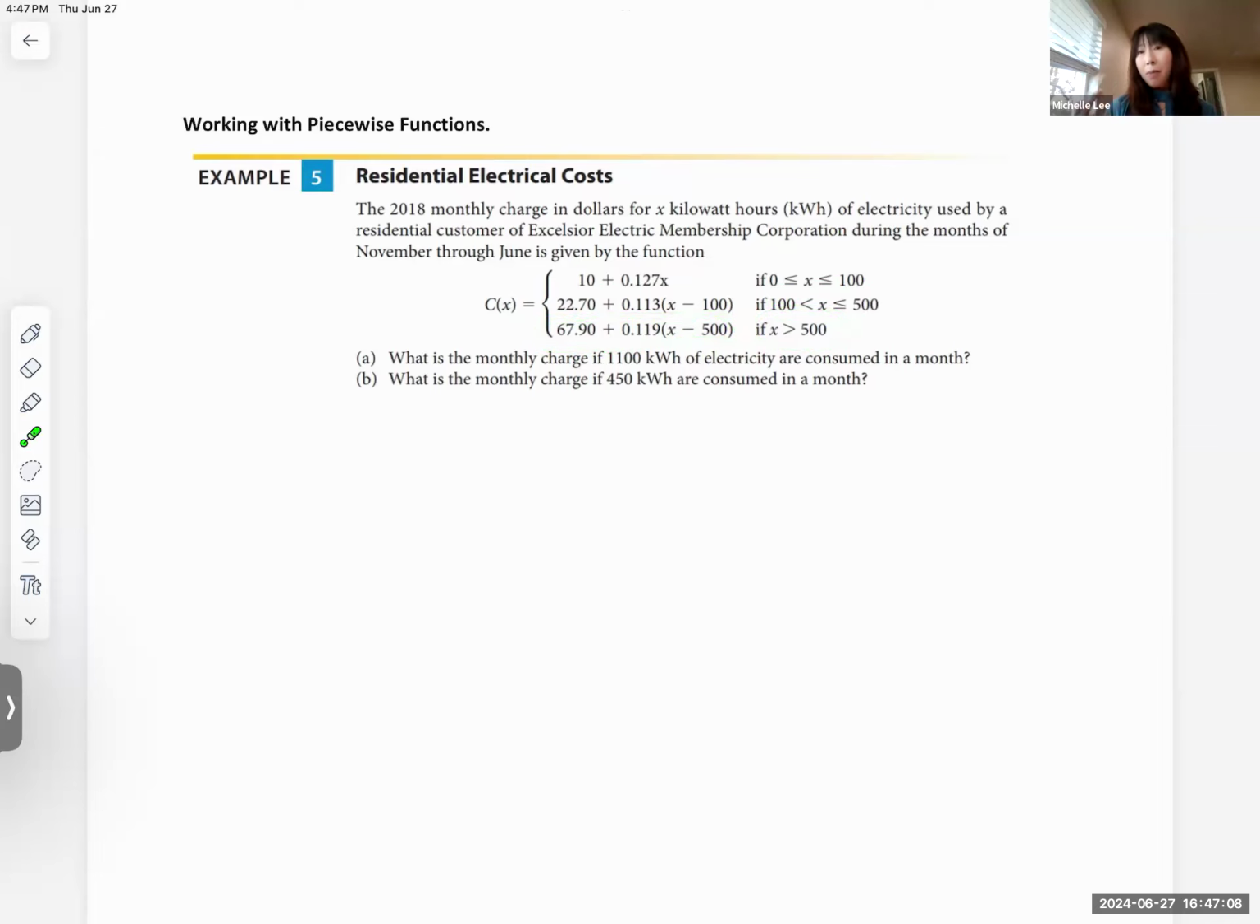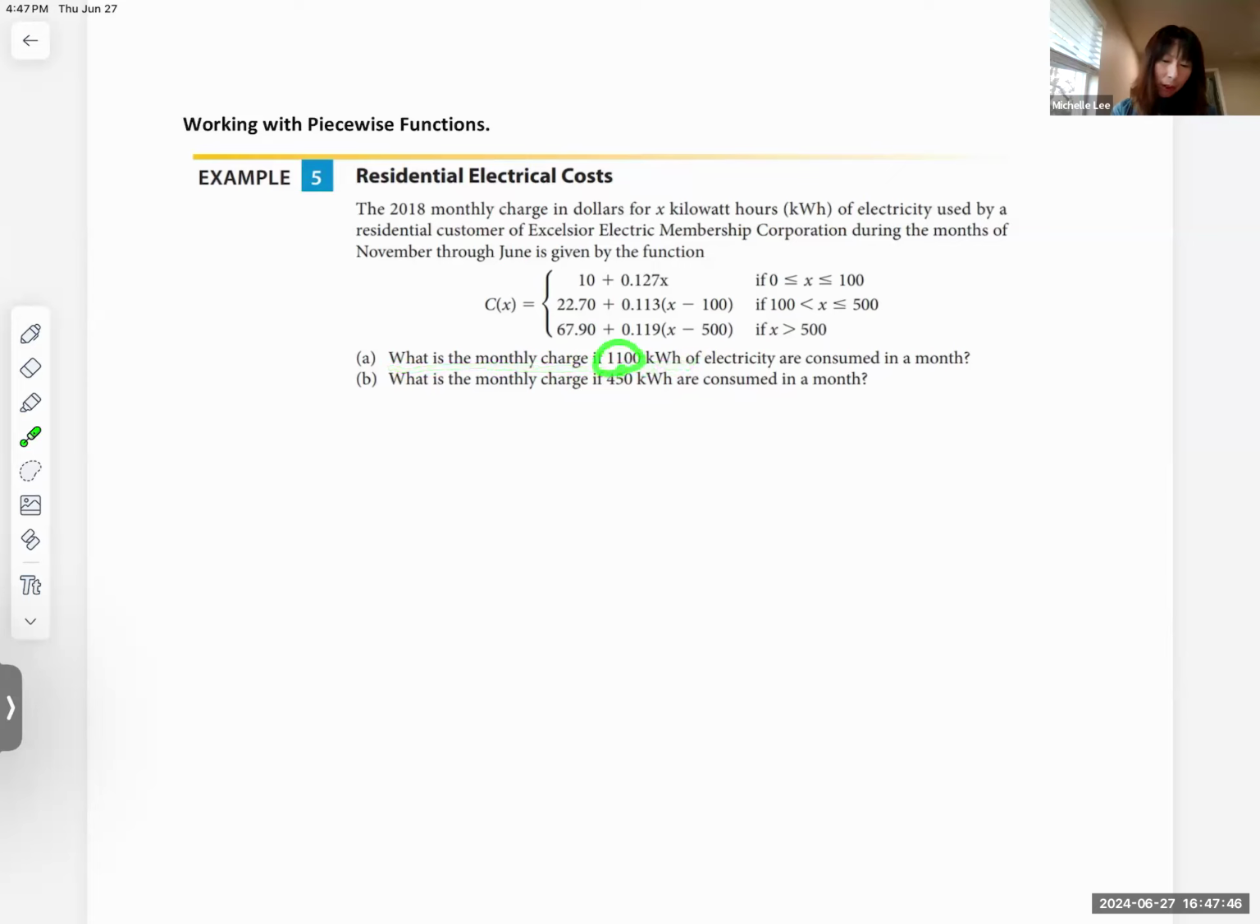So I set up my house, I set up peak time from 4 p.m. to 9 p.m. If I'm using my electricity between those times, I have to pay double. That's how I set it up for my electric bill. So PG&E must be using those kinds of equations, right? Okay, now what is the monthly charge if 1100 kilowatt hours, right?